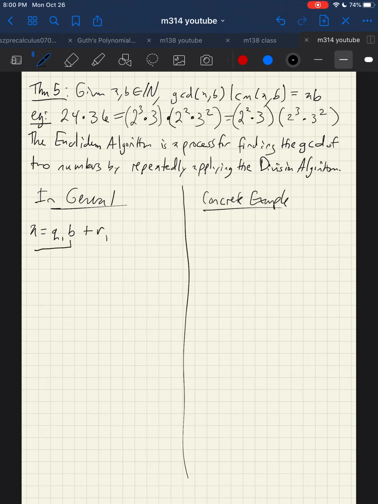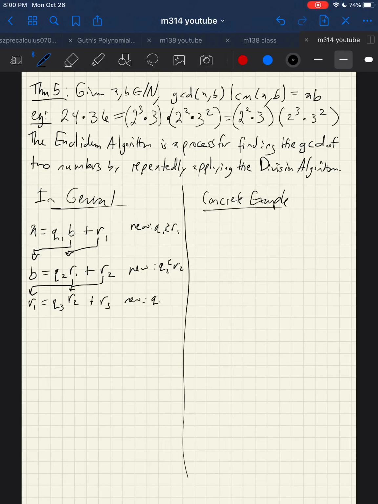And then I'm going to shift this number over to here, and shift this number over to here, and I'm going to get B is equal to Q2 times R1 plus R2. So the new things here are Q1 and R1. The new things here are Q2 and R2. Right, and then I'm going to shift this over. I'm going to say R1 is equal to, well, there's a new thing, Q3 R2, shifted over, plus R3. So new, again, Q3 and R3.